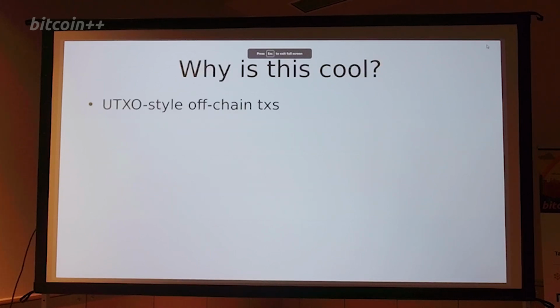So why is this fun? First of all, because we can do UTXO-style off-chain transactions. That's something that Lightning cannot really do. You can do certain constructions like DLCs on Lightning, but it's nicer if you just actually have a UTXO that you can do all the same things with. You can do multisig, you can do DLCs, you can even do channels on UTXOs. You can do all the things you can do with UTXOs, but off-chain, with a small asterisk because you need to think about the timeouts.